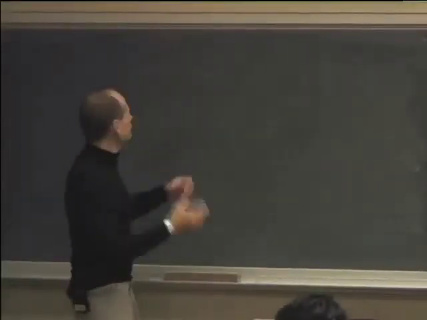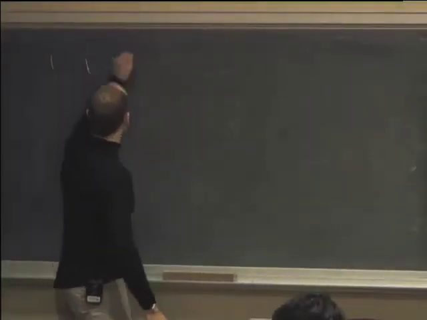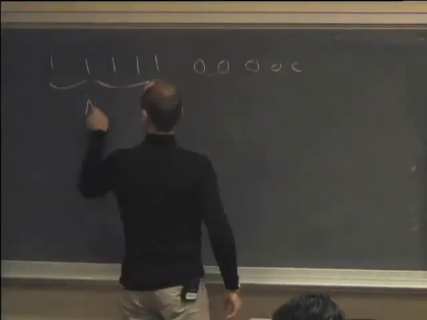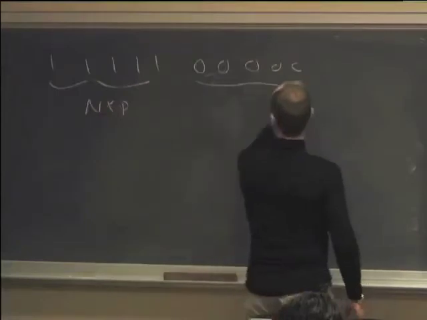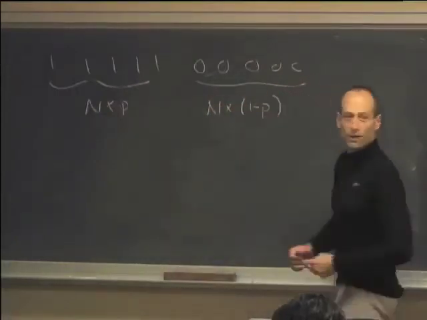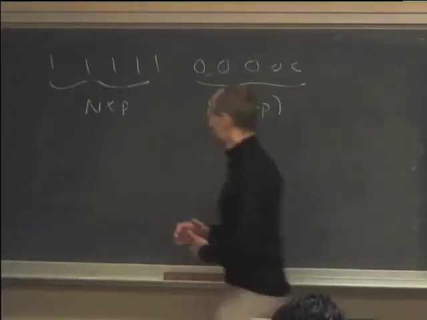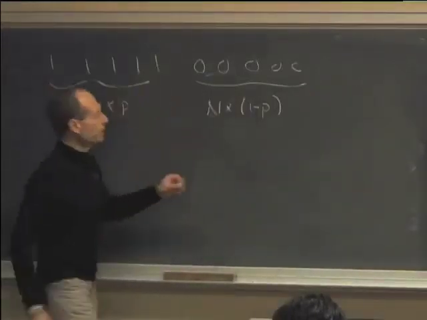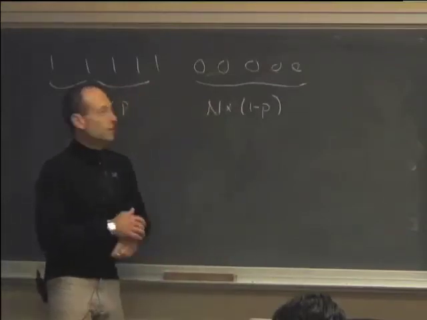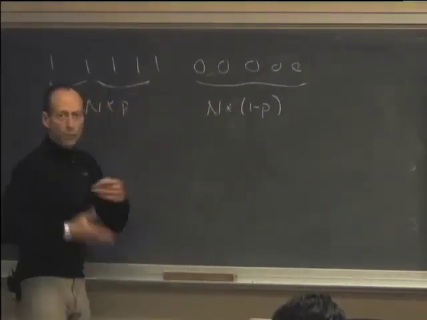Okay, we've got this list of numbers. It looks like 1, 1, 1, 1, 1, 0, 0, 0, 0, 0. There are n times p ones. There are n times 1 minus p zeros, right? Okay, so the question is, what's the standard deviation of that list of numbers, right? That's the SD of the box. Huh? So how do we find the SD?